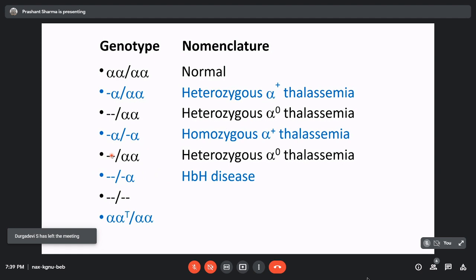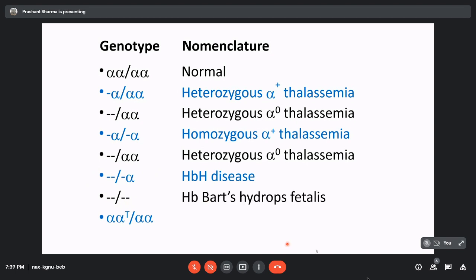HbH disease is when three out of four alpha globin genes are lost. If all four are lost, then we have a situation that is incompatible with extrauterine life. Till the time the zeta chain was functioning, it was okay. But once the alpha is supposed to take over, and that happens very early during intrauterine life, then the baby is going to become hydropic, and we will have something called hemoglobin Bart's hydrops fetalis.